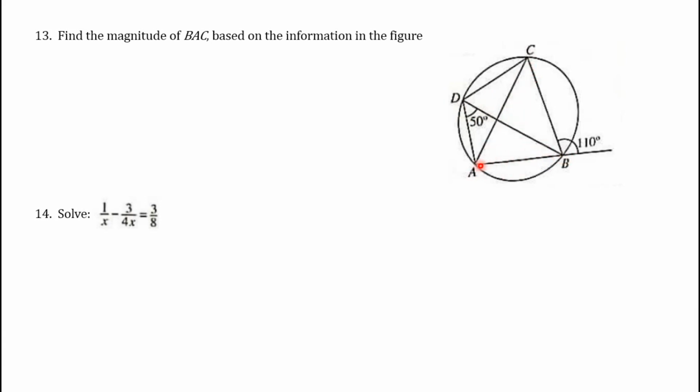That is, a straight line adds up to 180. So this angle will be 180 minus 110, that will be 70. So 70 plus 50 will be 120. So this angle will be 60 degrees because 50 plus 70 gives you 120, and 180 minus 120 gives you 60 degrees.